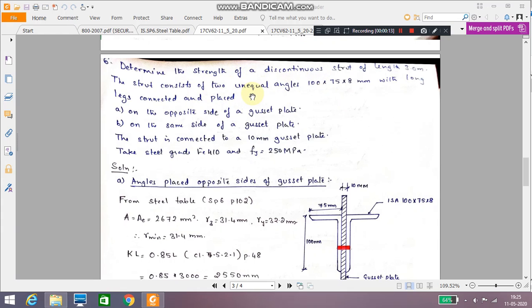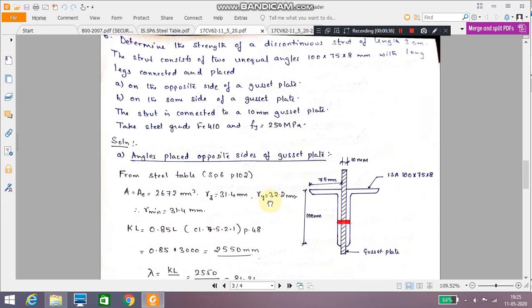The strut consists of two unequal angles 100 by 75 by 8 mm with the long legs connected and placed, first one on the opposite side of a gusset plate, then on the same side of a gusset plate. The strut is connected to a 10 mm gusset plate. Take Fe 410 grade steel and Fy equal to 250 MPa.